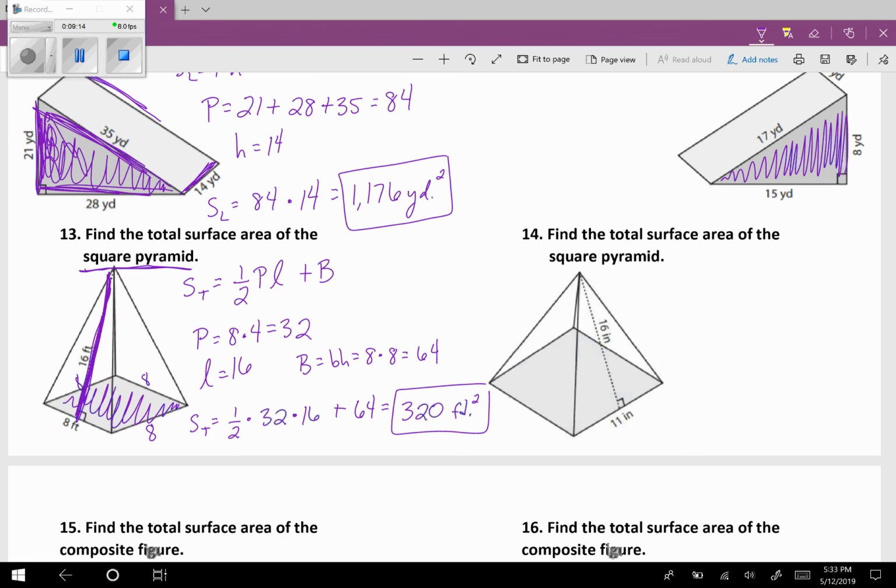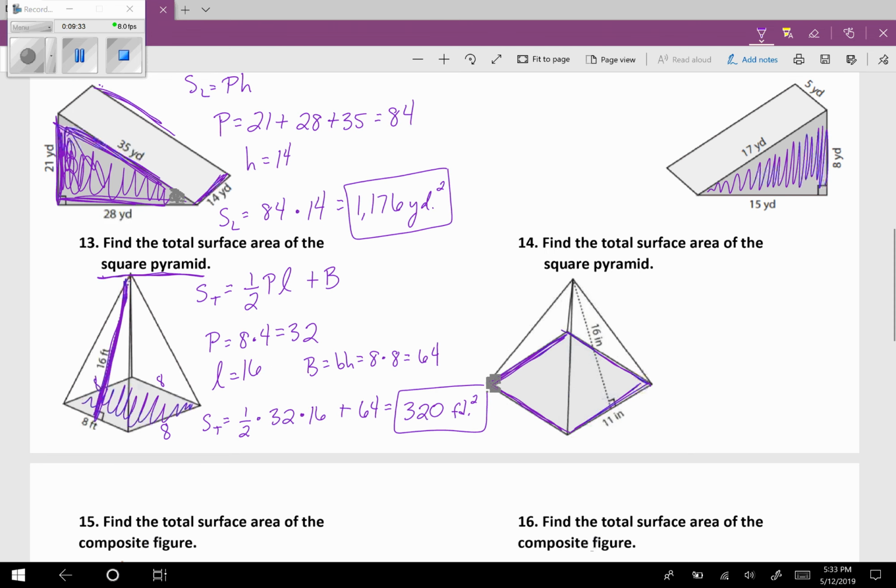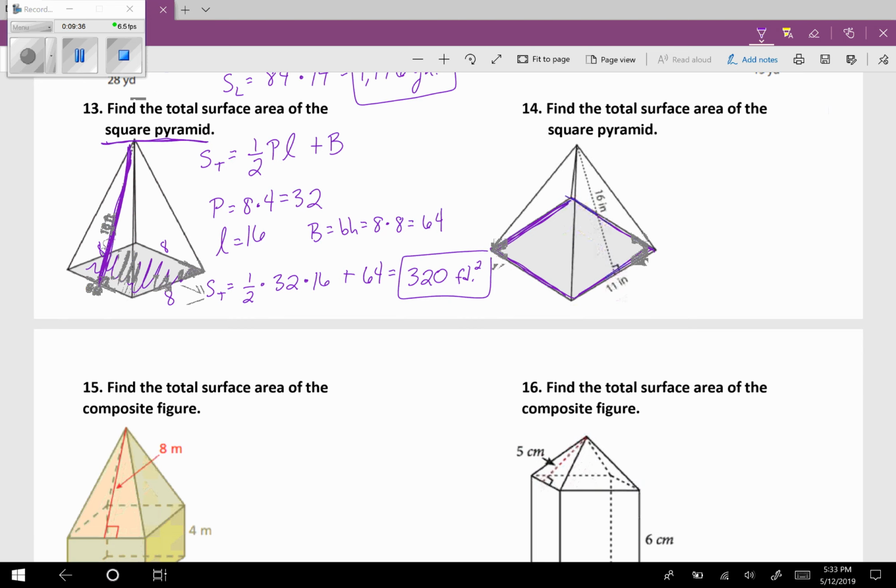All right, so again, number 14, same concept. Here's your base, the square. Then you guys should be able to figure out the other measurements from that. Y'all, I'm giving you 2 of every kind of problem that is on this test. So basically we're doing the test right now with just different numbers.